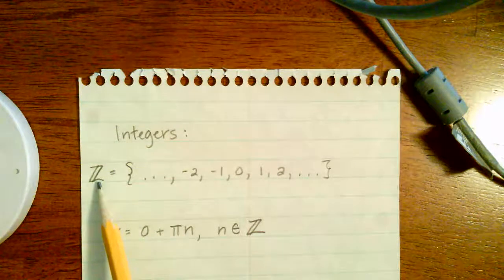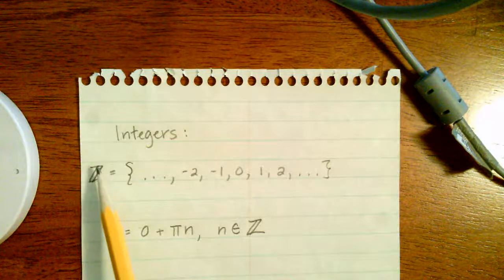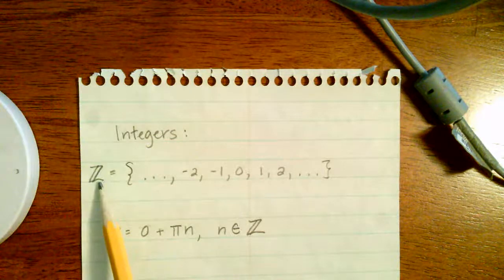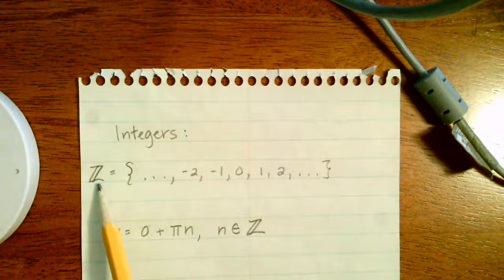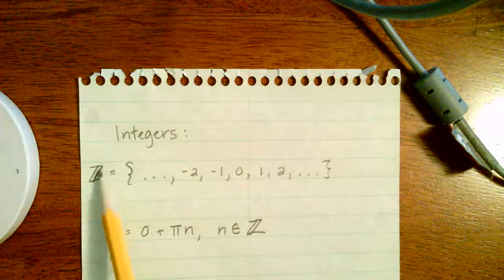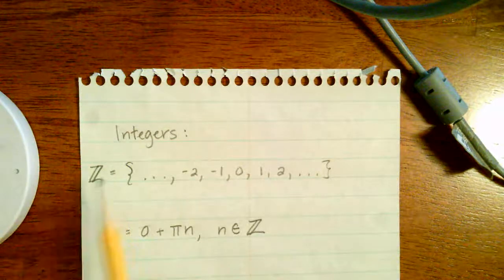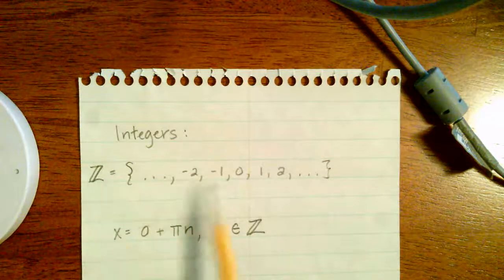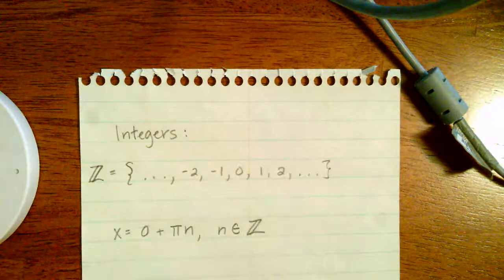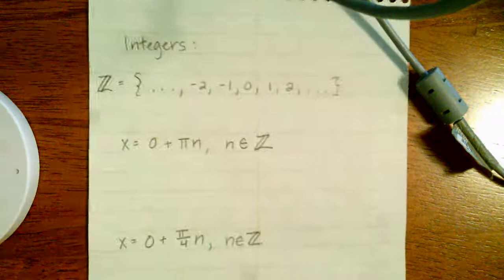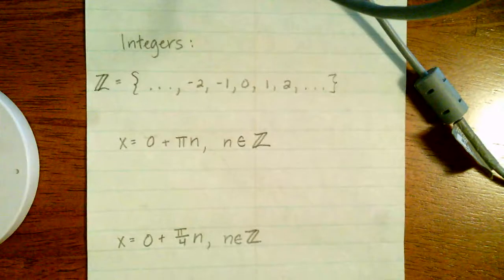It's a double-backed Z. I'm not sure why it's Z, but this is similar to our real numbers. Remember, we have the double-backed R. So integers is Z. Again, I'm not sure why, but it's just a double-backed Z, and that shows the set of integers, and the set of integers are these numbers here. What we are going to see is a shorthand for lists.